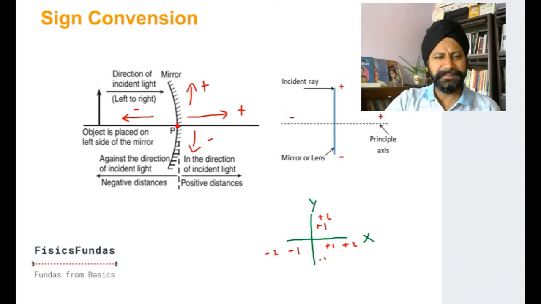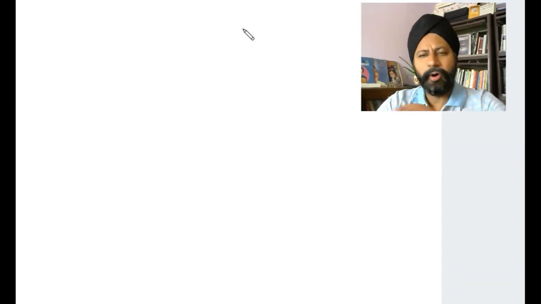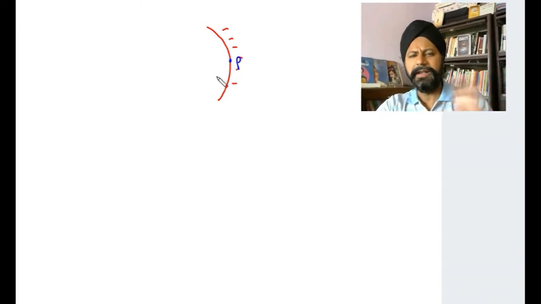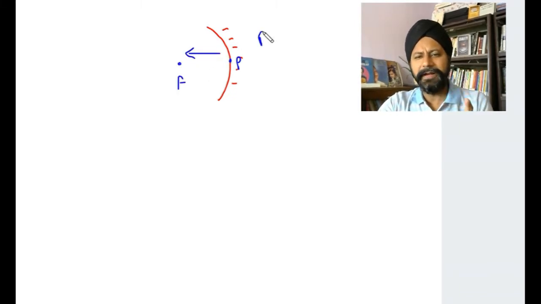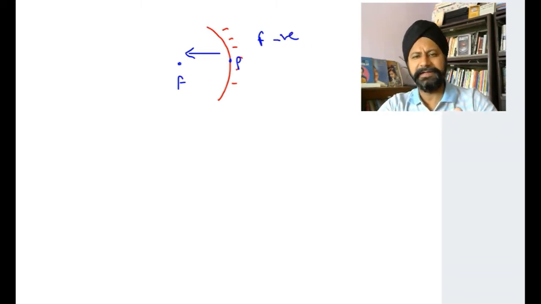Now let's make a practice of it. So let's see the concave mirror. Concave mirror is this. Now obviously this is the origin. Now think about the focal length. The focal point is on this side, so you have to measure in this direction. So focal length is negative here, my friends. You don't have to memorize. Understand the concept here. So now look at convex.